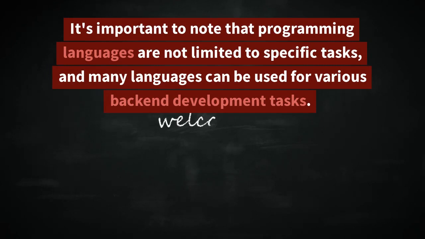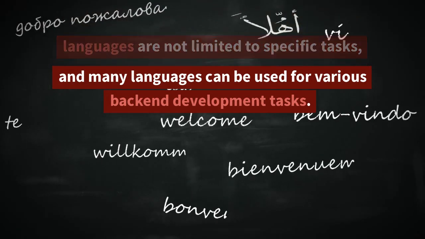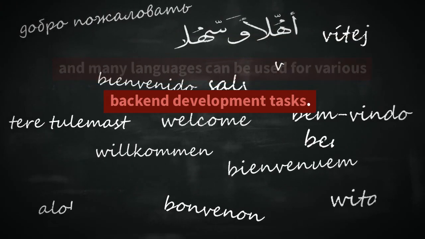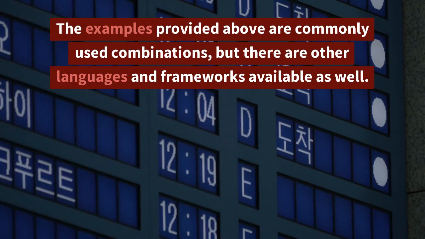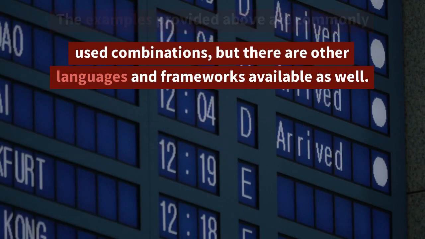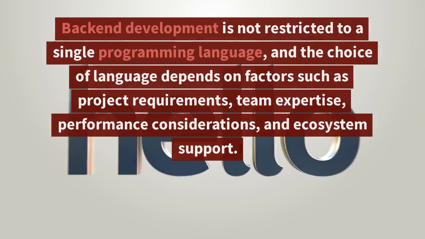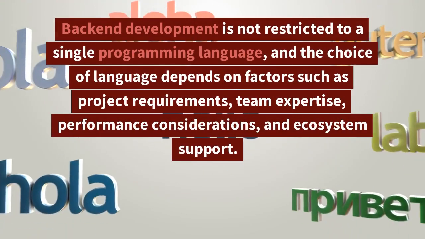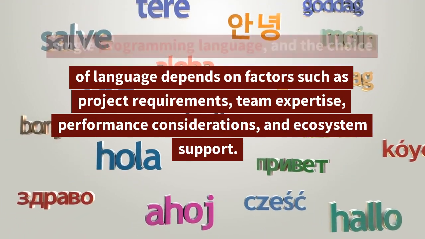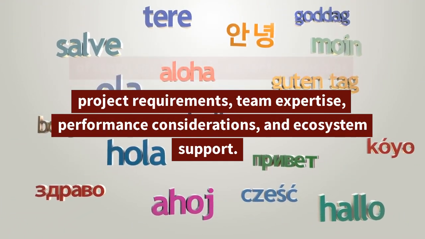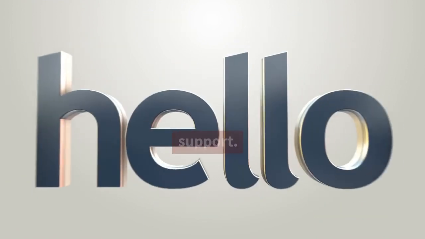It's important to note that programming languages are not limited to specific tasks, and many languages can be used for various backend development tasks. The examples provided above are commonly used combinations, but there are other languages and frameworks available as well. Backend development is not restricted to a single programming language, and the choice of language depends on factors such as project requirements, team expertise, performance considerations, and ecosystem support.